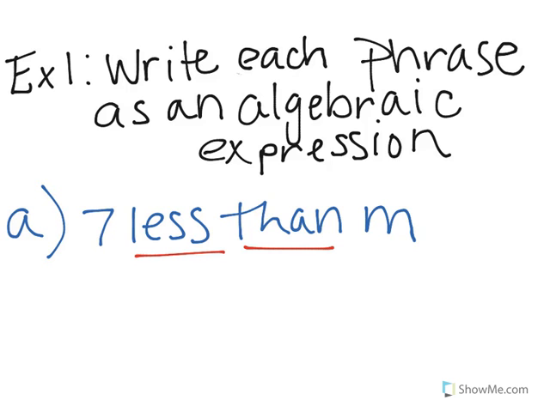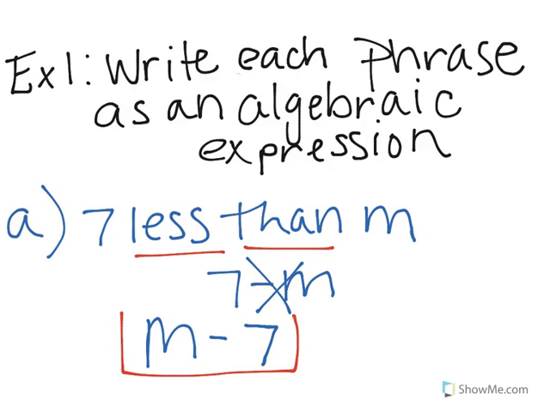So for 7 less than m, a lot of students think that it's 7 minus m, and that's not correct. 7 less than m means you're going to take m and take 7 less than that number. So you're going to take m minus 7. This is how you would write the expression for 7 less than m.